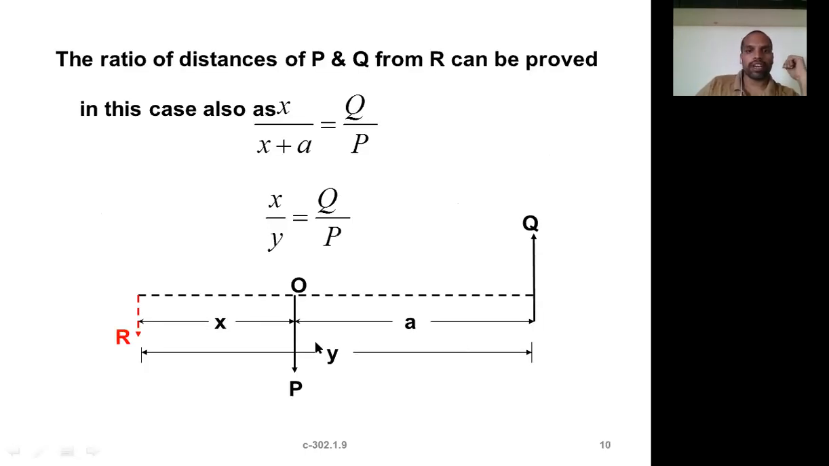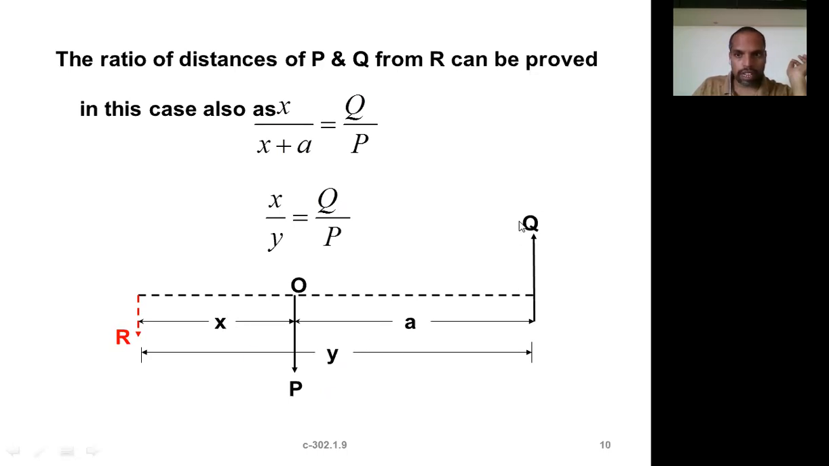I will show you one more diagram. If you see this one, the resultant is nearer to what? Nearer to the maximum force, and it is far away from the smaller force. That's what inverse ratio is. For the smaller force, it will be far, and for the larger force, it will be near. If the magnitude is more, the distance will be less, and if the magnitude is less, the distance will be more. That's what the inverse relation between x and y means.